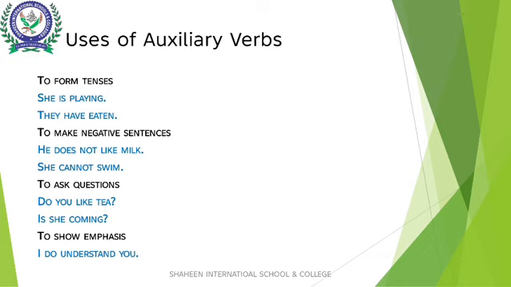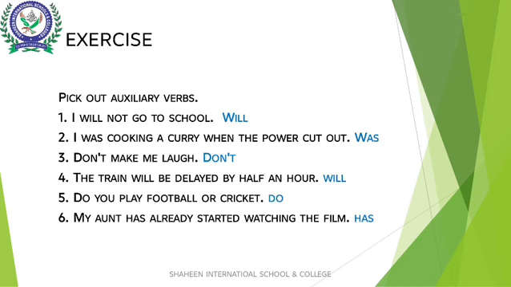Moving on to the exercises of the auxiliary verbs which are given in your books. The first exercise, pick out auxiliary verbs. From the 6 sentences you have to pick out the auxiliary verbs. I will not go to school. Here the auxiliary verb is will.